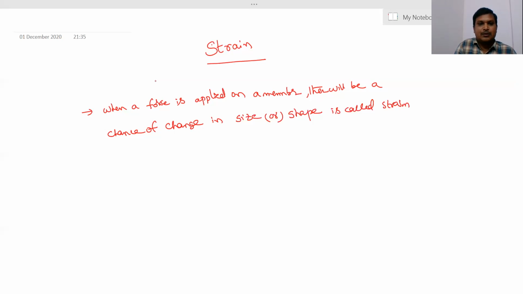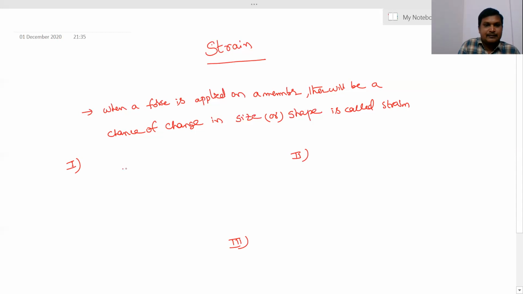So in strain also, for a change in shape or change in dimension, force is not always needed. Sometimes, even without force, there will be a change in shape or size. The example is heat. So now I'm explaining the three cases: the first case and second case with respect to forces, and the third case with respect to heat.